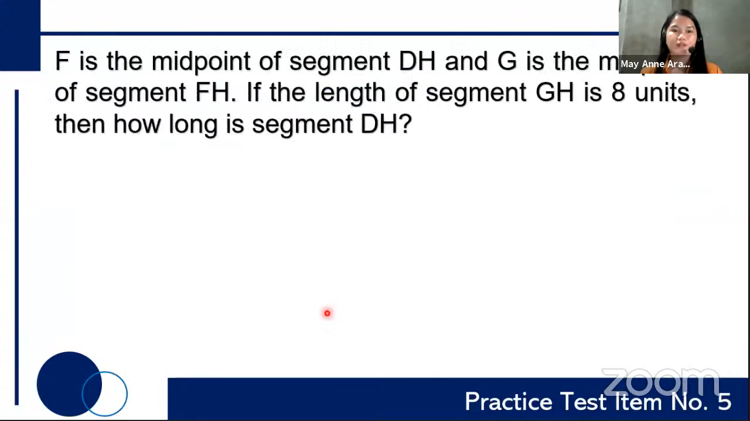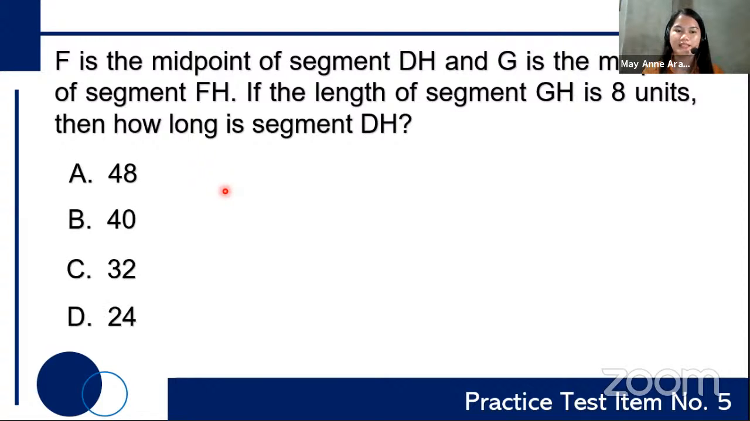Next. Okay, F is the midpoint of segment DH. So midpoint meaning fall siya dun sa middle ng segment. And G is the midpoint of segment FH. If the length of segment GH is 8 units, then how long is segment DH? These are the choices: A 48, B 40, C 40, and D 24.